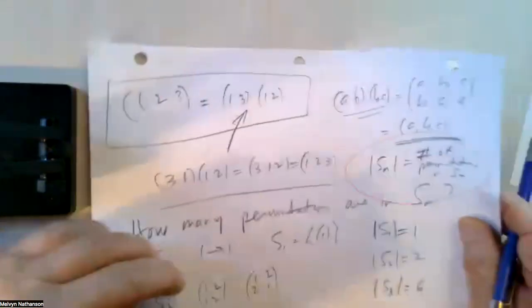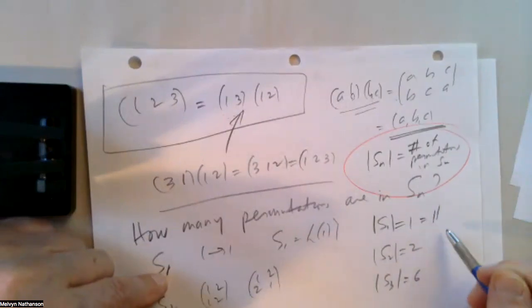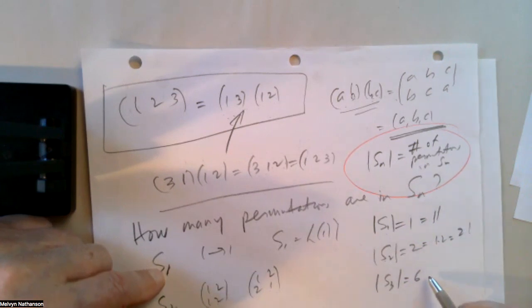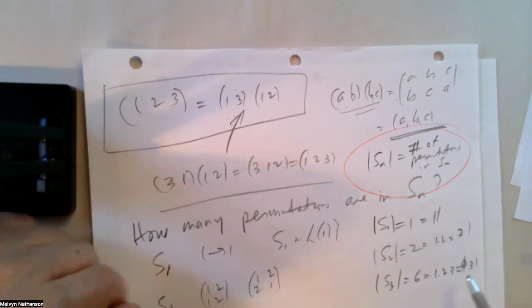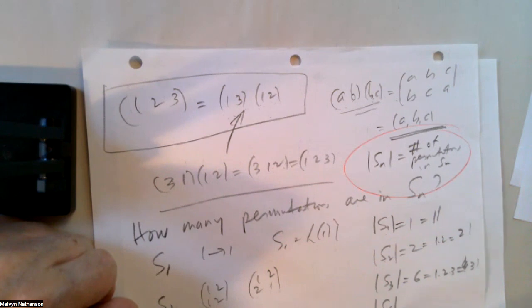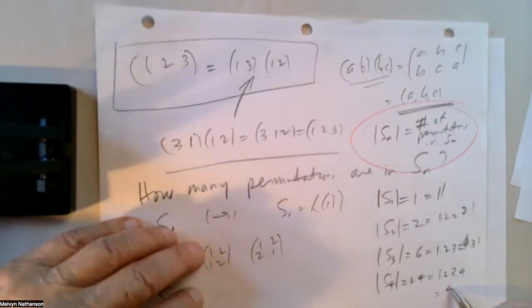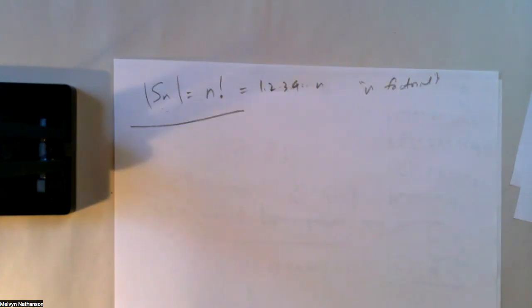Let's look at these three examples. 1 is 1 factorial, just 1 times 1. 2 is 1 times 2, which is 2 factorial. 6 is 1 times 2 times 3, which is 3 factorial. If we tried to calculate S4, we would find 24 permutations. 24 is 1 times 2 times 3 times 4, which is 4 factorial. So it's just an important algebraic fact that the factorial number tells you how many permutations there are of the integers from 1 up to n.